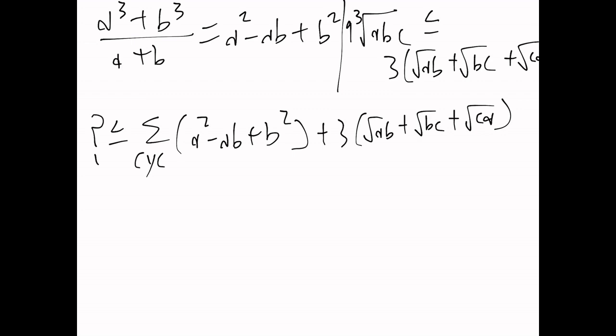So now we notice there's a lot of symmetry, because all of this here can be written as 3 times the cyclic sum of the square root of ab. And so again, we can just combine these two cyclic sums together to get 3 square roots of ab. It's the cyclic sum of all of this.